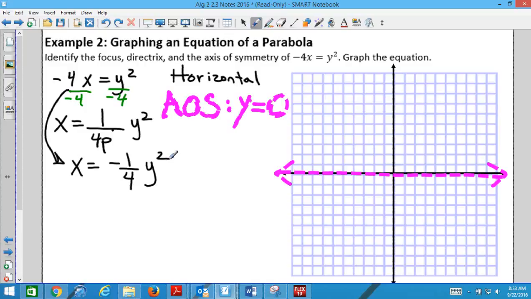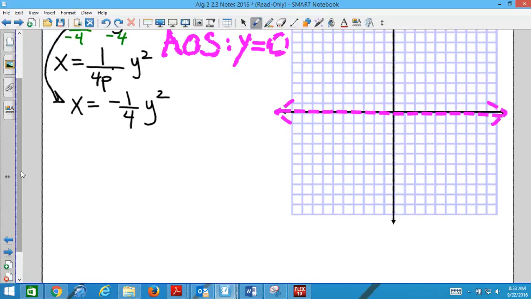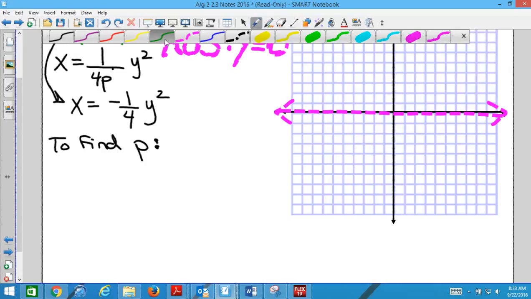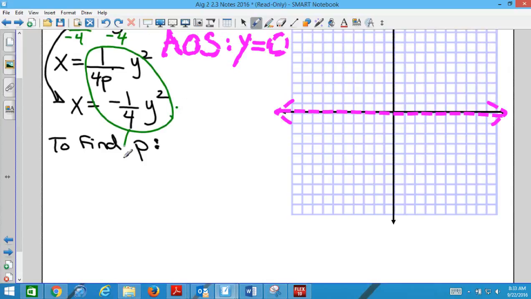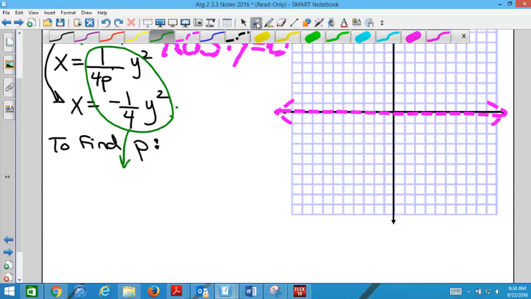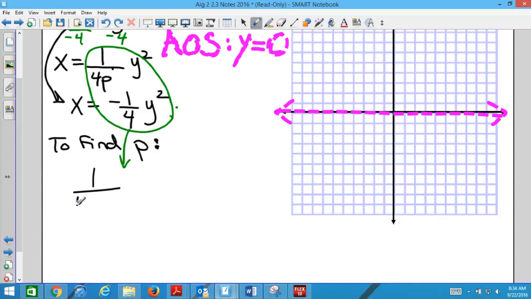The reason I want it like that is so I can use my formula easily. We're going to find our p value. I'm writing 'to find p' there, so when you go back and look at your notes, you know what you were doing. We were trying to find p. We're going to take both the formula and the equation that we were given, take what x equals in both of them, and set them equal to each other. I'm going to write the formula, 1 over 4p y squared, and set that equal to my equation, negative 1 over 4 y squared.